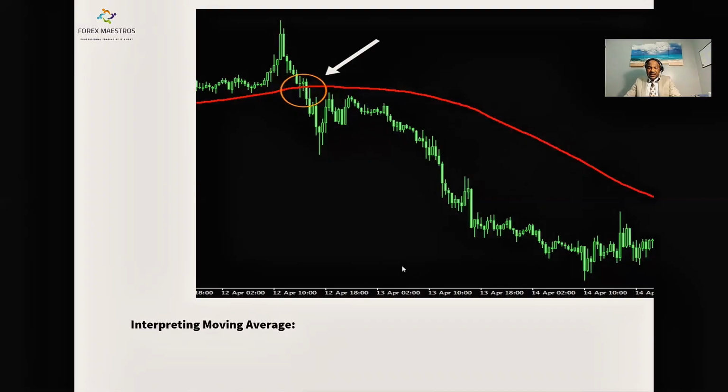So we're talking about interpreting the moving average. When the price moves below the MA, that's moving average, when the candles move below the moving average, we call it a downward trend. I should rephrase what a wave is.